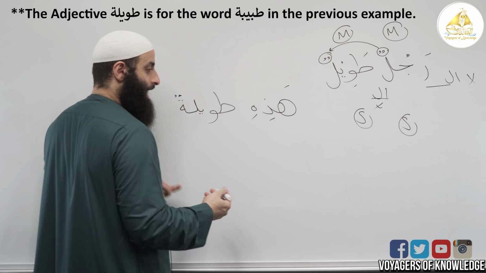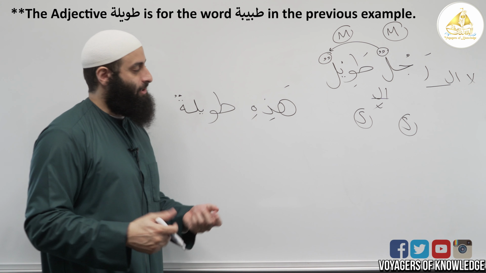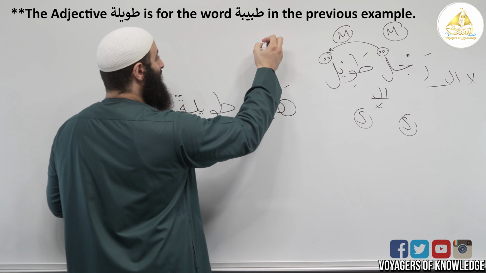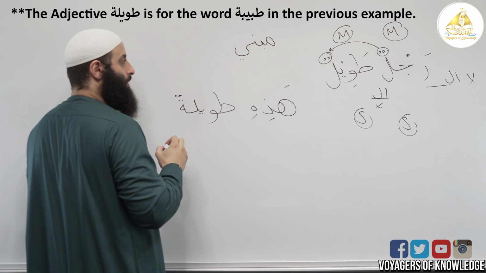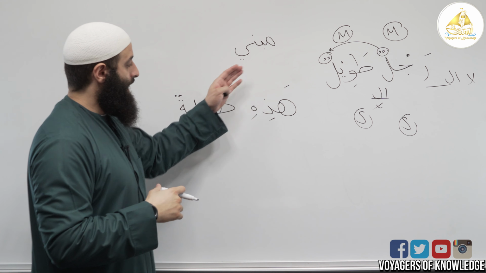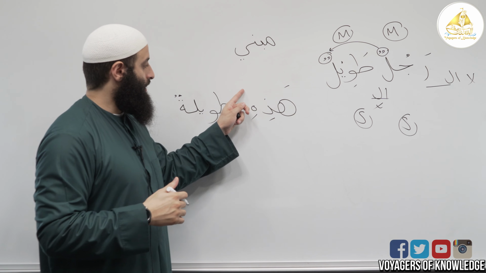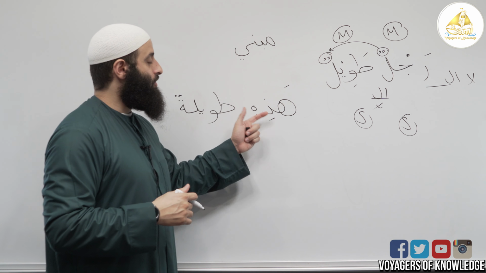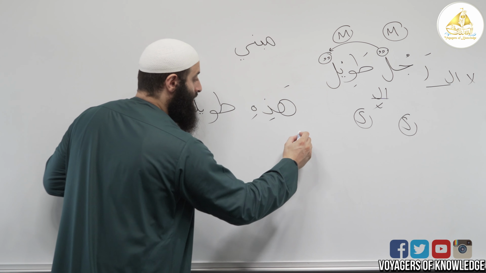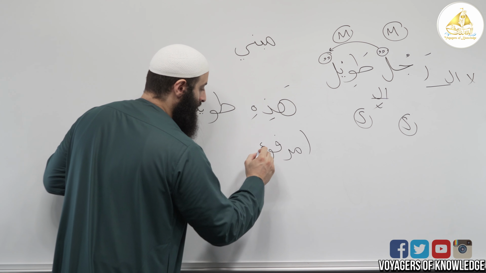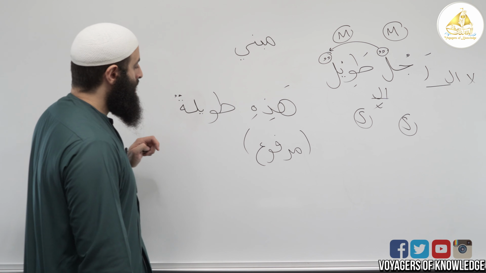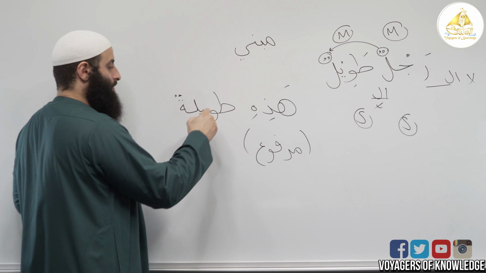This word right here, هذه, all the asma al-ishara are what you call mabni. And mabni is different from mu'rab. Mabni means that the word outwardly doesn't change. You're not going to show this or that. But it will still be considered to be in the marfu' state. So this too must also be in the marfu' state.